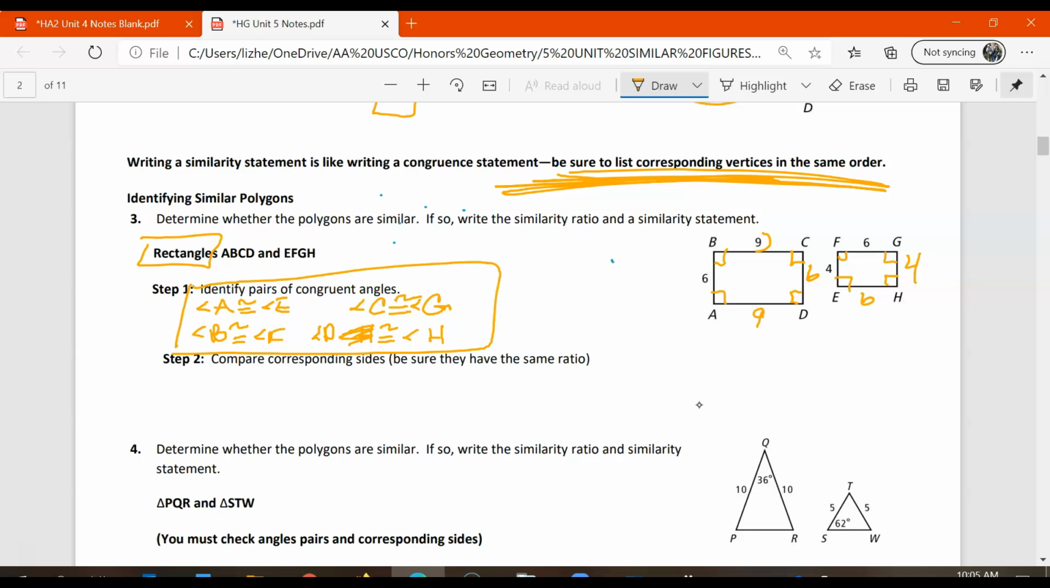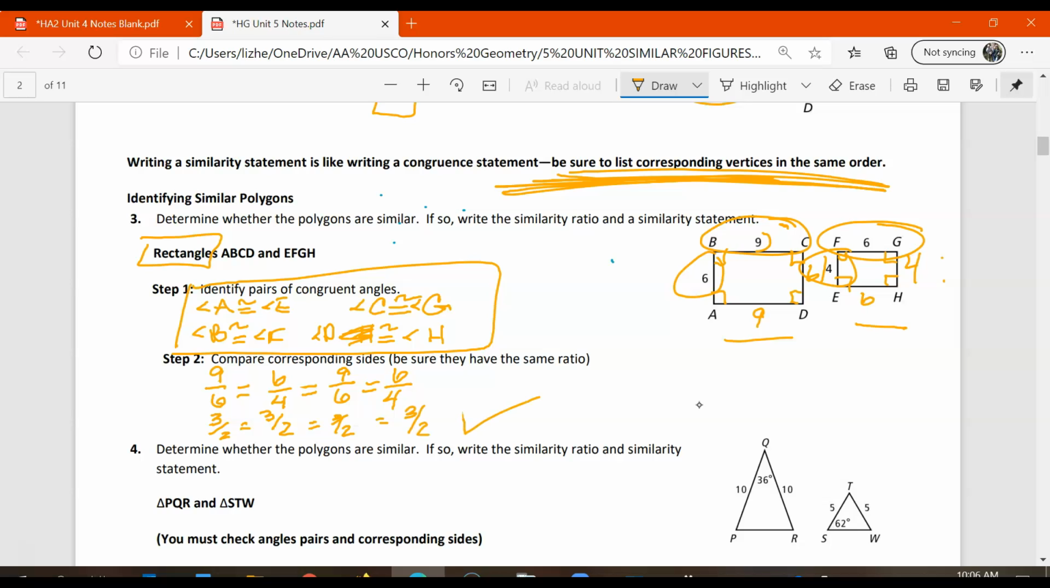Corresponding sides. Now what I have to do is make sure I do long side to long side, or short side to short side. So I'll do 9/6 equals, and then 6/4 equals, and then I'll do this one and this one, which is 9/6, and then this one 6/4. All those reduce to 3 halves, 3 halves, 3 halves, 3 halves. So check. All the corresponding sides have the same ratio.